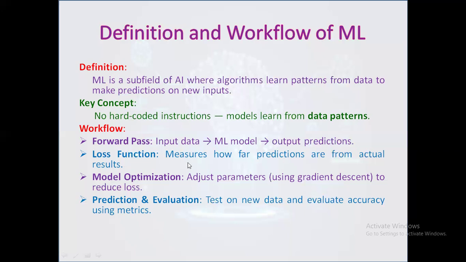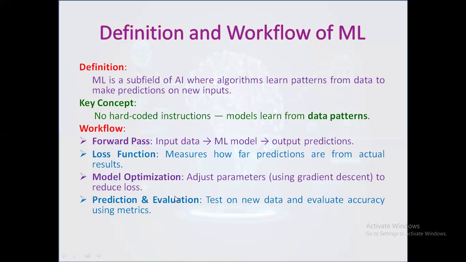Next, the loss function, which is also referred to as the cost or error function, measures the differences between the model's predicted output and the actual output. It quantifies how well or poorly the model is performing. The goal during training is to minimize this loss by refining the model's internal parameters.